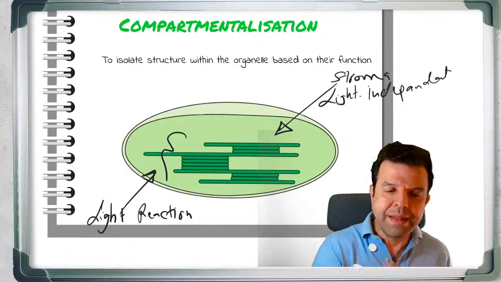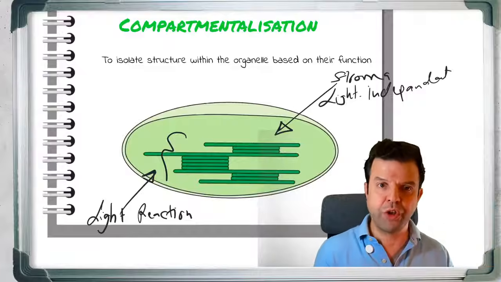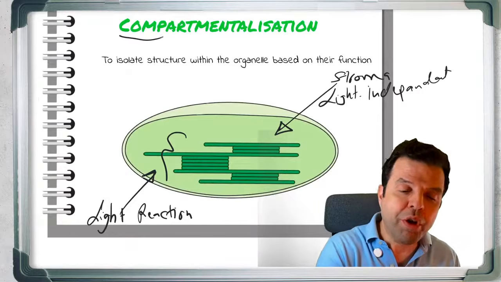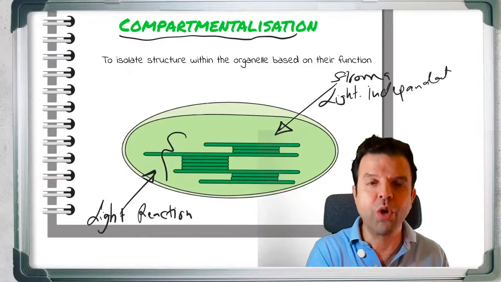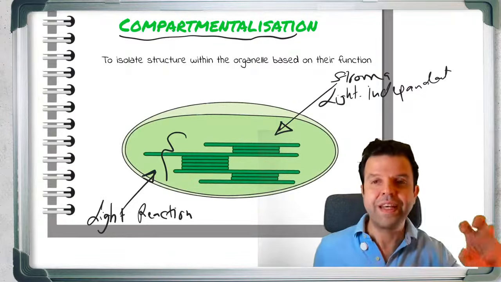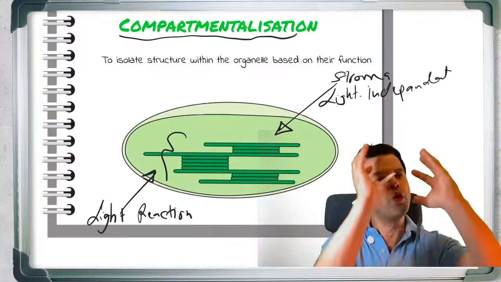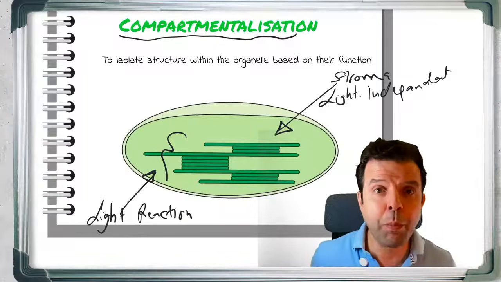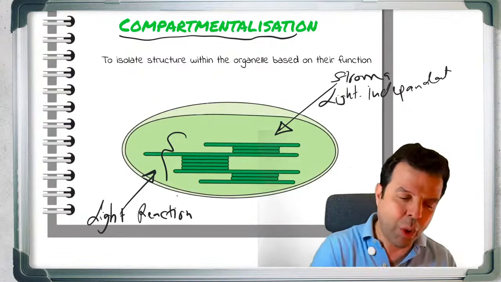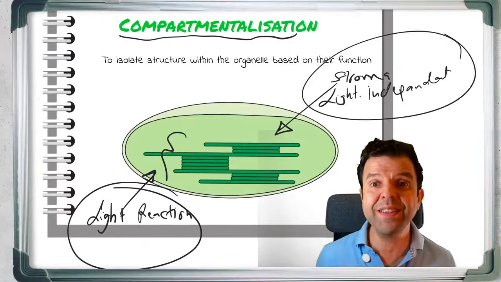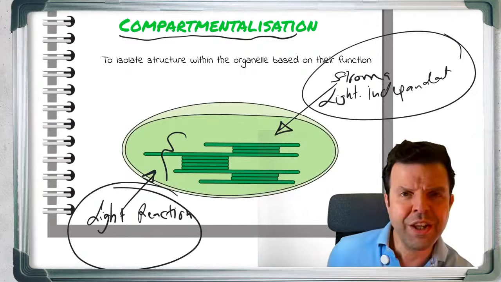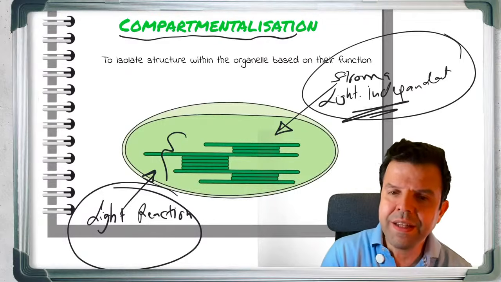So that's what we call in biology, a general term that doesn't only apply to chloroplasts, it applies to everything. It's called compartmentalization. It's a long word. Compartment is section, meaning the chloroplast is subdivided into two sections, two rooms, compartments. Each does a separate function. One is to absorb the light, and one is to fix carbon dioxide, to make the sugar. As I said, this is next week.